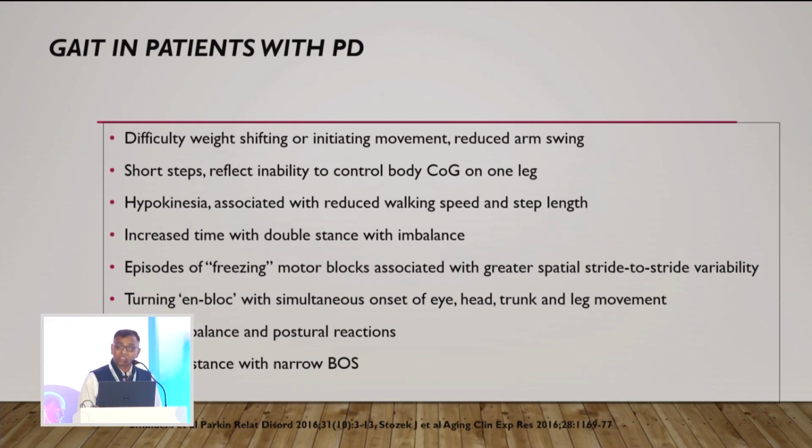And then short steps, as you would find in a lot of neurological disorders, short stepping, hypokinesia, increased time with double stance, again you will find in a number of cases with neurological disorders. Episodes of freezing probably in Parkinson's disease would come later, in Parkinsonian disorders it may happen early. Turning en bloc, because of severe rigidity, instead of doing segmental movements, patients have en bloc movement. Impaired balance again would happen later in the course of Parkinson's disease.